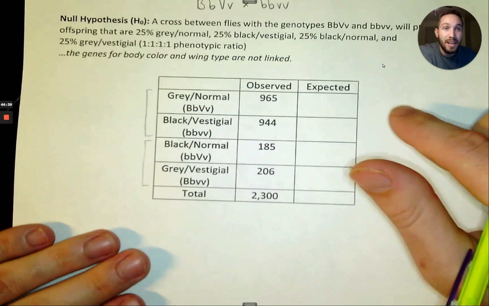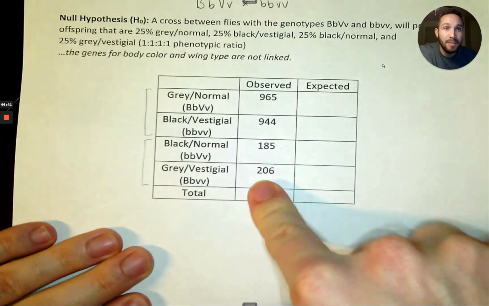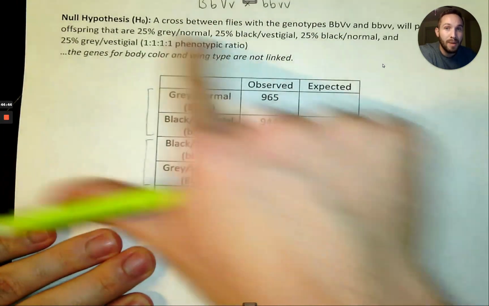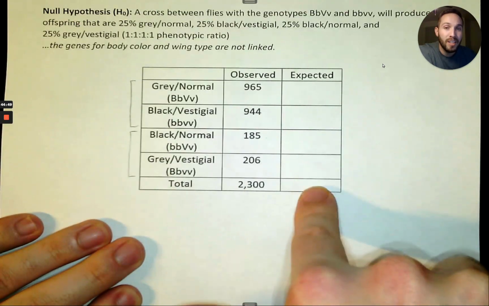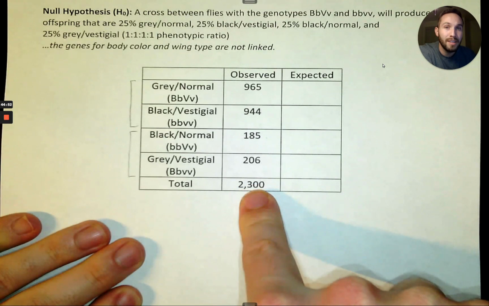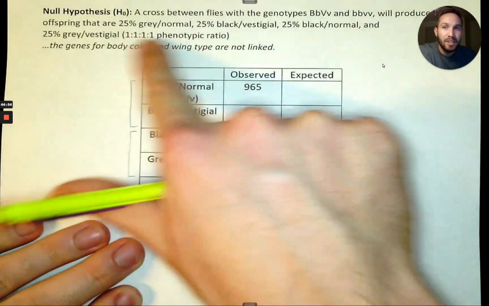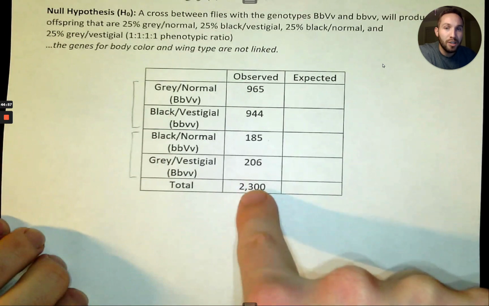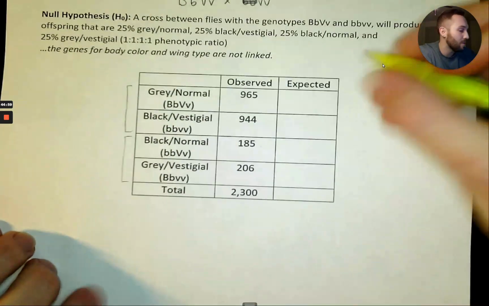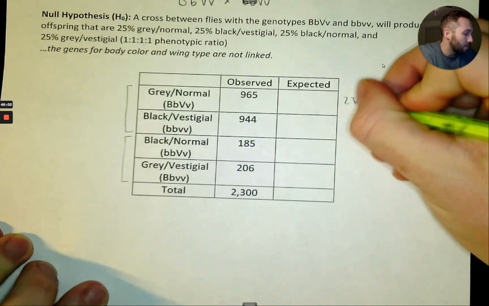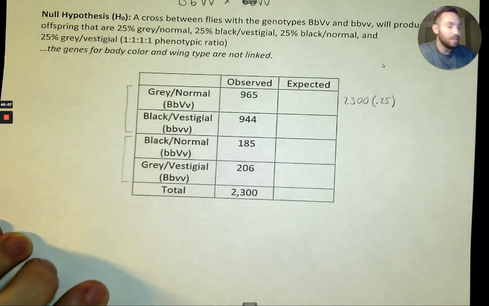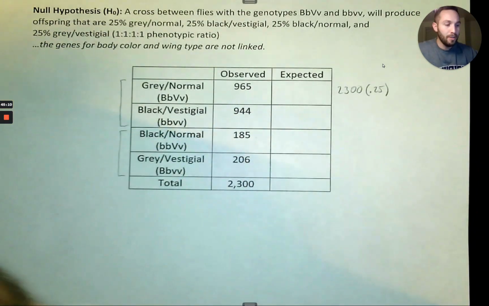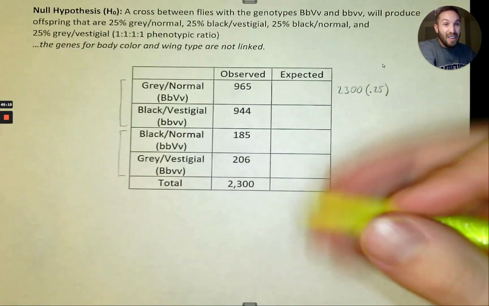Now, to do a chi-square test, then we could see if this varies statistically significantly from that expected prediction. And so you guys would have to first calculate the expected numbers. There's a total of 2,300 flies. So to figure out the expected numbers, since we're saying it's a 1-to-1-to-1 ratio, we're going to take 25% of this number. That should be our expected number. So you would do 2,300 times 0.25, which luckily I have a calculator right here because I don't know what this is. That's 575.